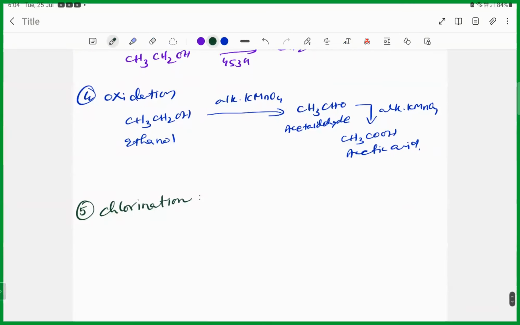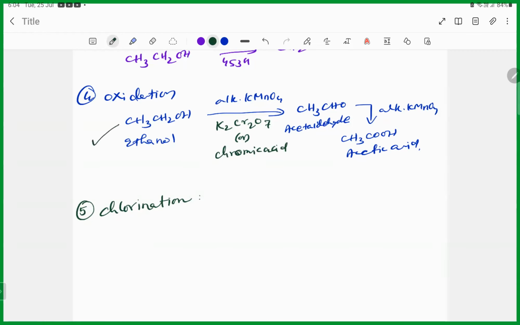Oxidation. When ethanol is oxidized in the presence of basic medium or acidic medium, instead of KMnO4 you can use potassium dichromate or chromic acid. How to prepare chromic acid? When chromic oxide is dissolved in water, it becomes chromic acid.